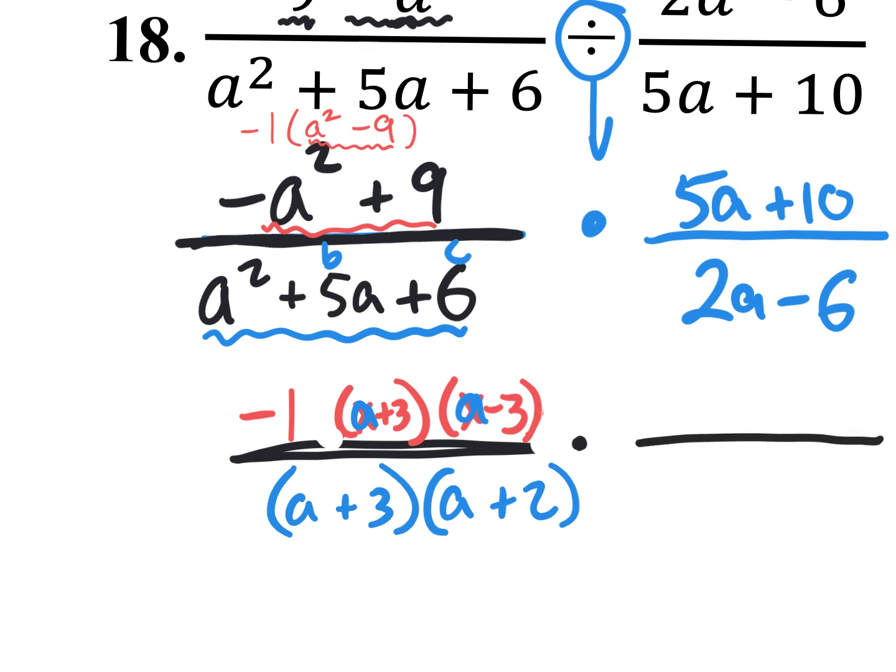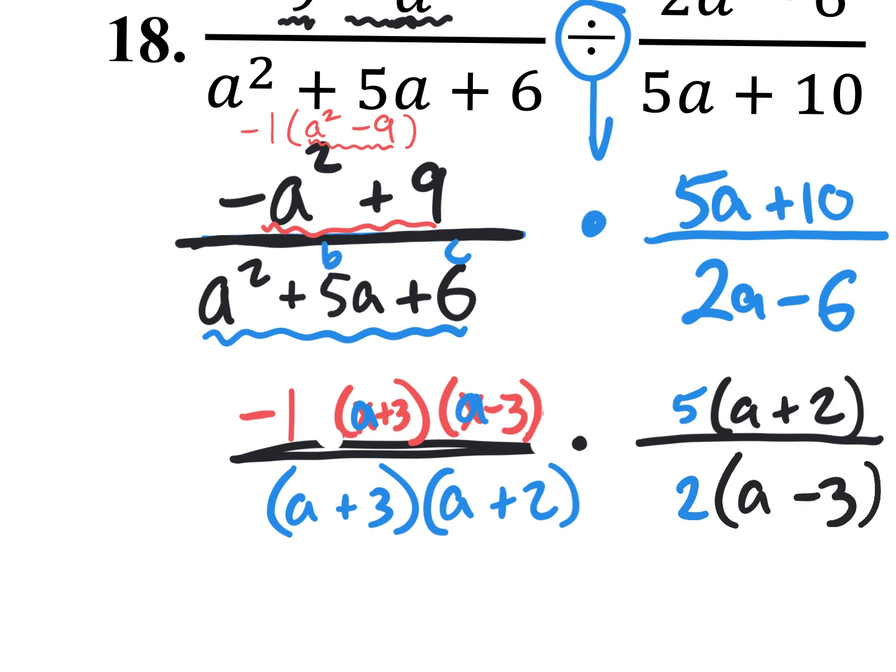And then over here, on the top one, we could pull out a 5 from both of these. So pull out a multiple of 5, and what do we have left? We will have an a plus 2 left over. And on the bottom one, down here, we could pull out a 2 from here and a 2 from there. So we're going to pull out a 2, and what's going to be left over? You will have an a minus 3 left over. So now we've completely factored everything.